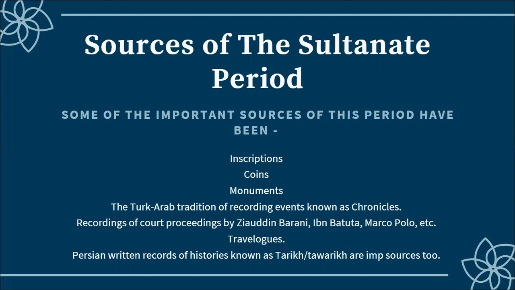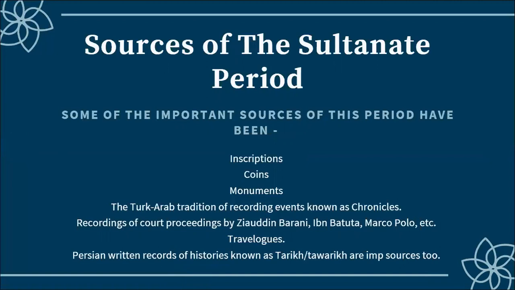We have Ziauddin Barani, Ibn Battuta, Marco Polo who gave us a lot of recordings of the court proceedings, right? What happened in the court, what things were discussed, what was contemplated. Then we have travelogues written by travelers that visited the region during this particular period. And the Persian written records of histories known as tarikh in singular and tawarikh in plural are important sources too, right?